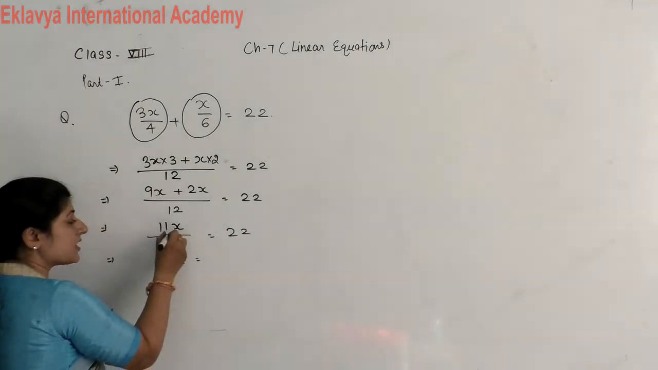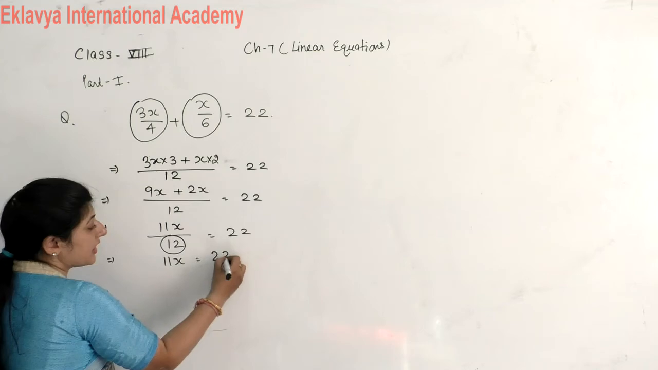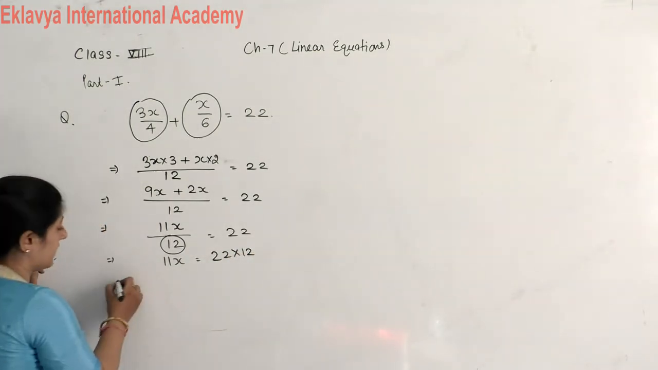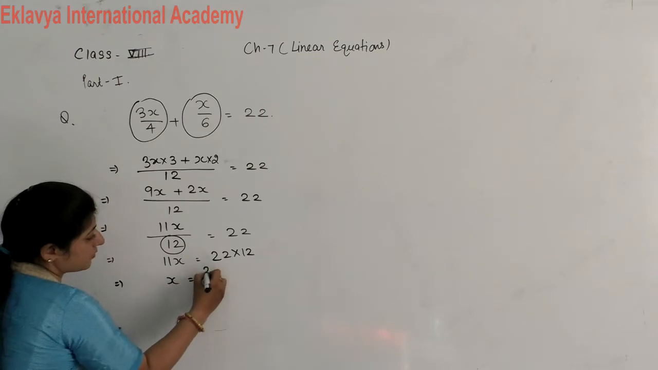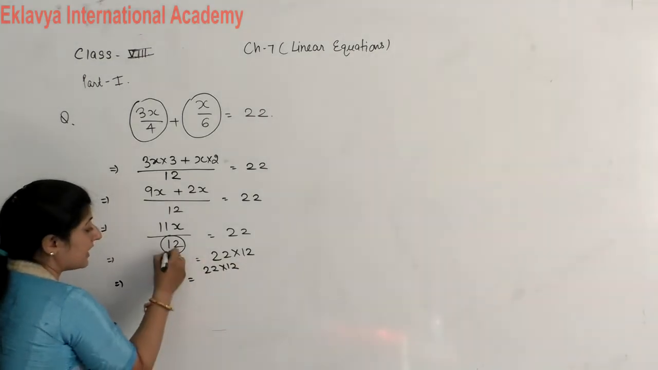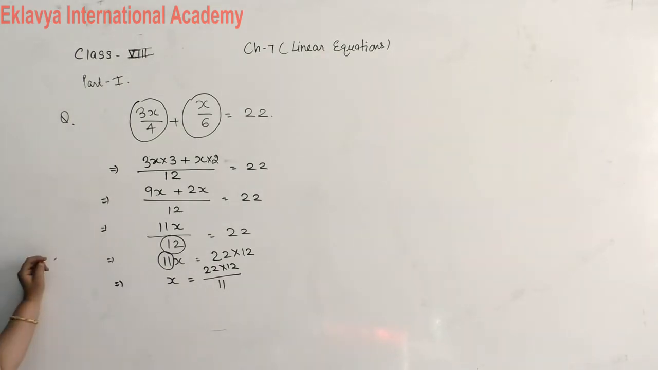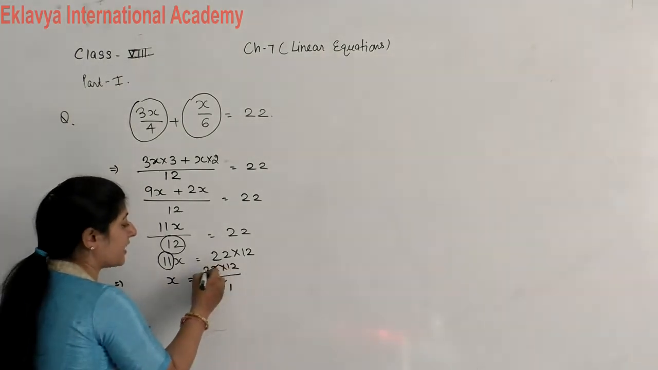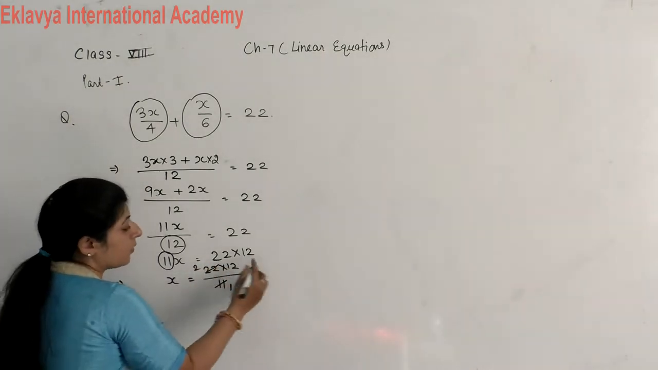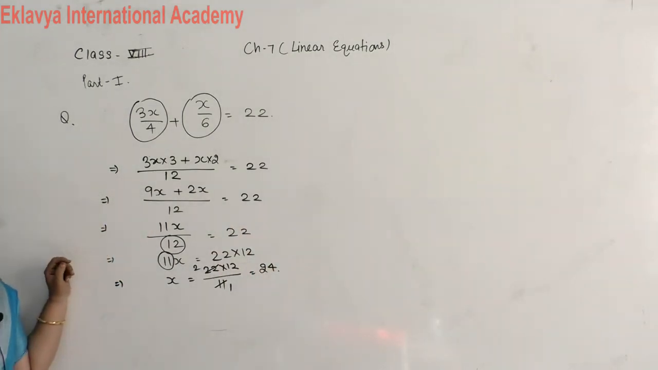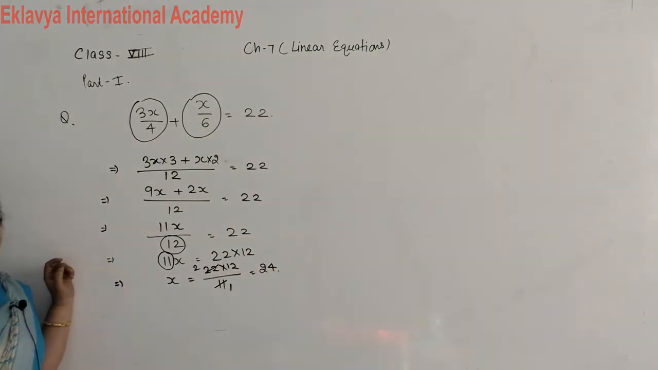11x is equal to, this 12 is in division, then by the rule of transposition this will come in multiplication. Then what is the value of x? 22 multiplied by 12. This 11 is in multiplication, here it will come in division. Then 11 ones are 11, 11 twos are 22. 2 into 12, that is equal to 24. So the x value becomes 24.